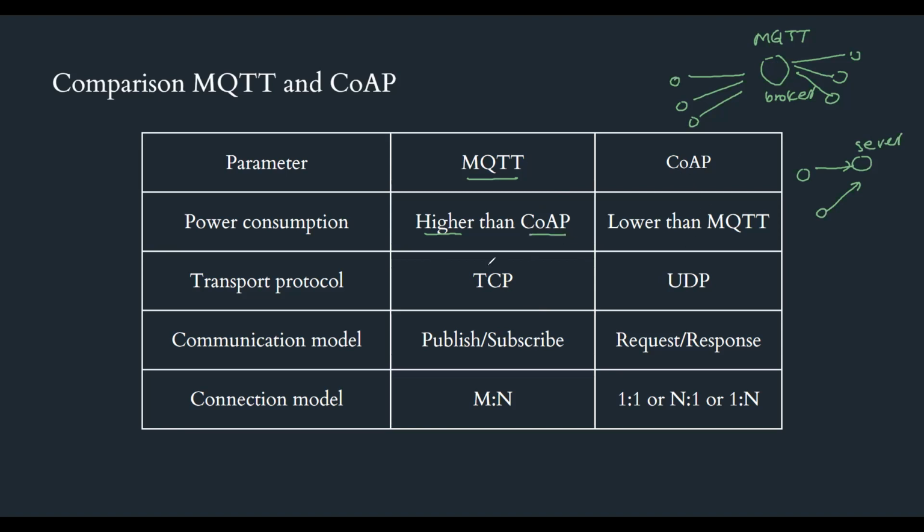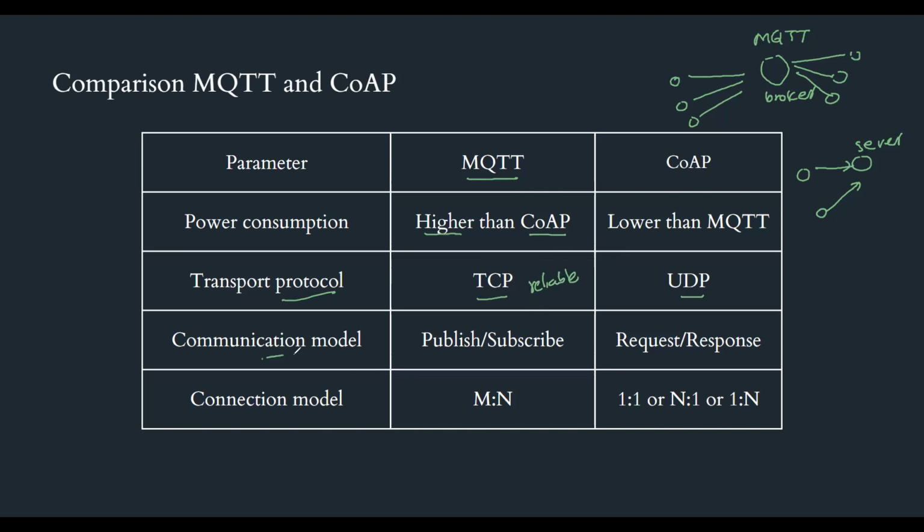However, once we take into consideration the transport protocol that is used by MQTT, MQTT is using the TCP protocol, which is more reliable than the UDP protocol that is used in CoAP. So therefore, MQTT data transfer is more reliable when compared to CoAP communication.